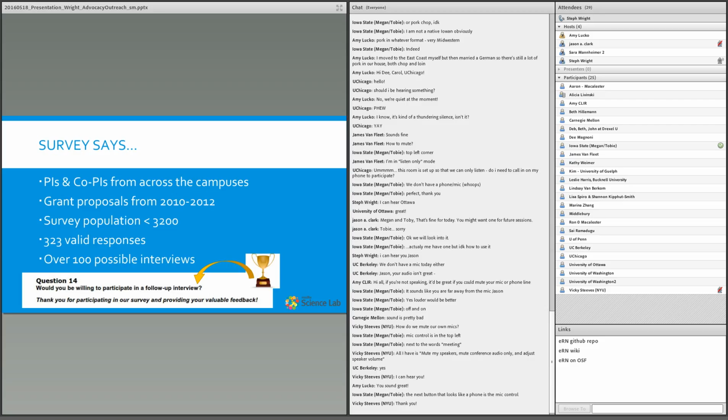And of that pool of just shy of 3,200, we had 323 valid responses. Now I realize that's just a little bit over a 10% response rate, but I didn't really care about the response rate. I really was interested in the numbers and making sure that I had a lot of valuable feedback from people across campus.